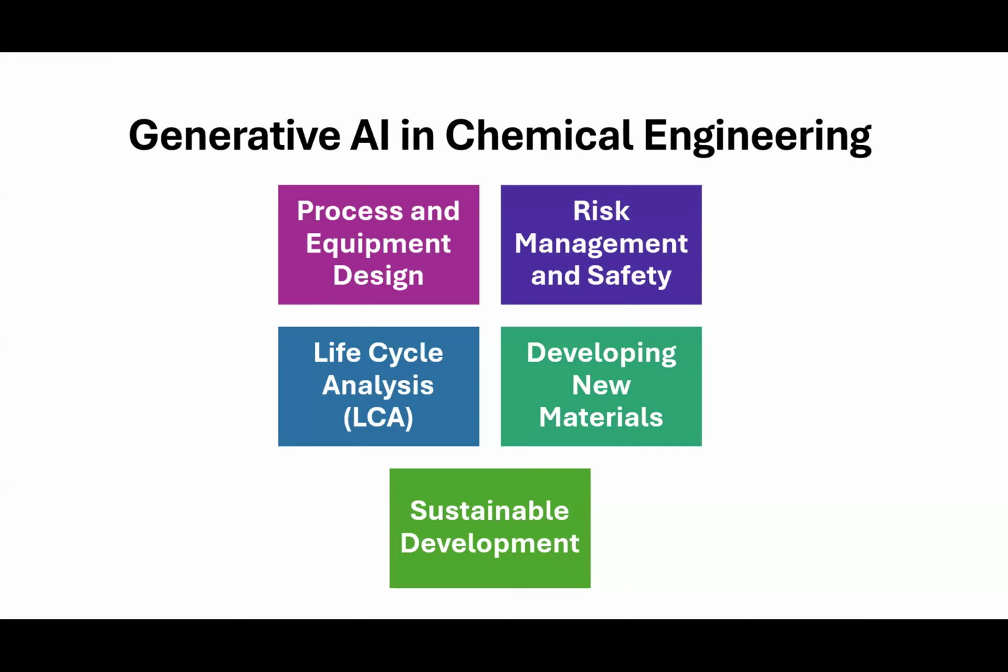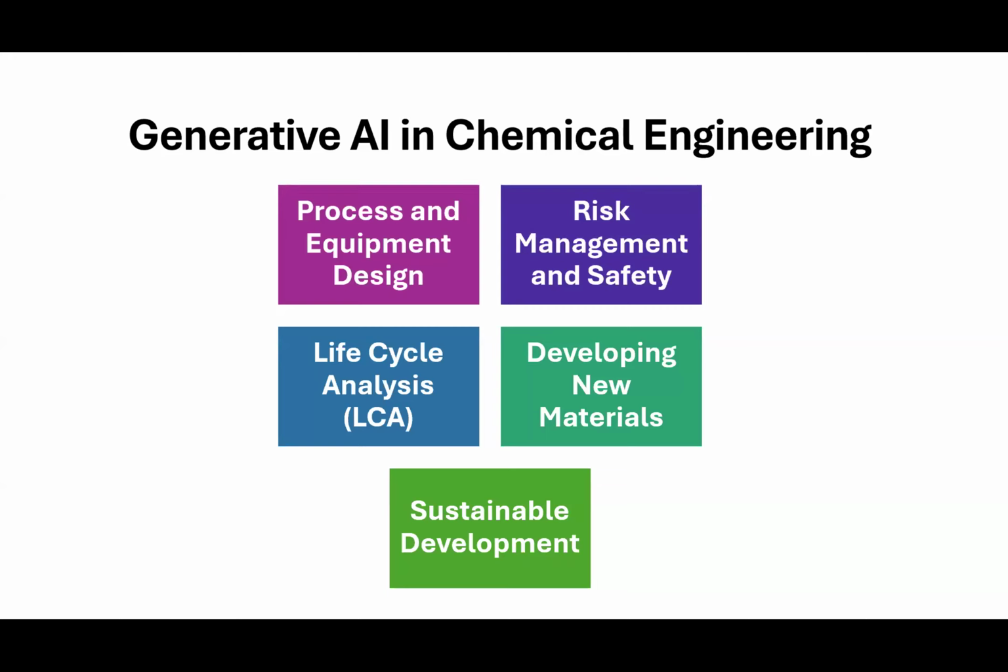Also, we can use generative AI in chemical engineering for developing new materials. Generative AI now can design compounds, can analyze everything, can generate these compounds with specific properties and also with some prompt from the user, can improve the productivity and also can create a friendly environment.